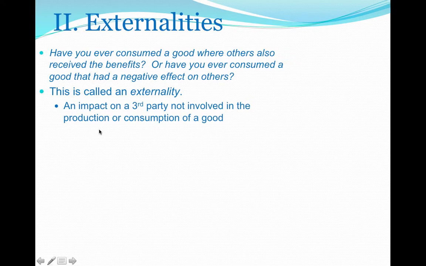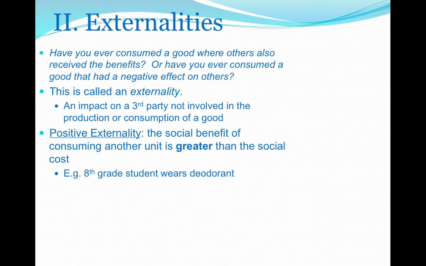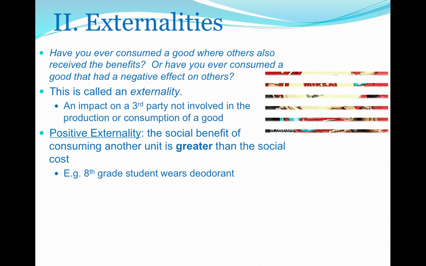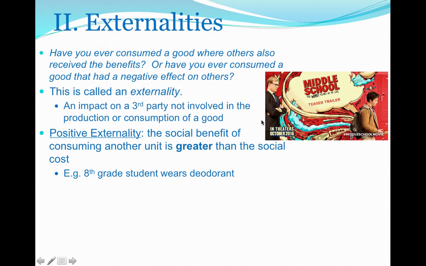Some other economists also refer to it as spillover effects on third parties, because sometimes goods are consumed or produced and it ends up impacting society or people around the goods that are being consumed or produced. Let's give you some examples. So let's talk about a positive externality. This is where something is consumed or produced and it ends up benefiting those around them.